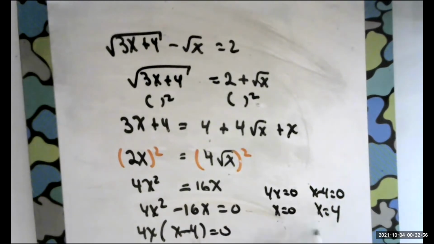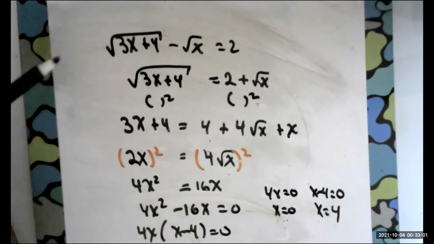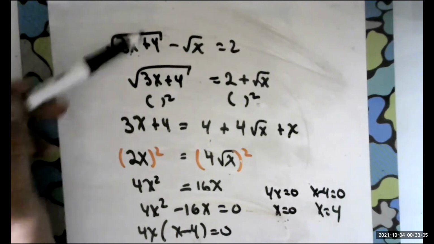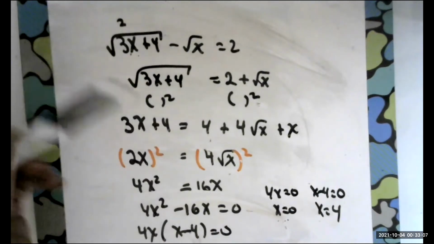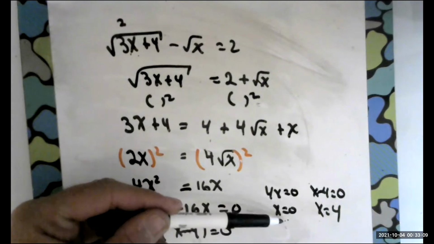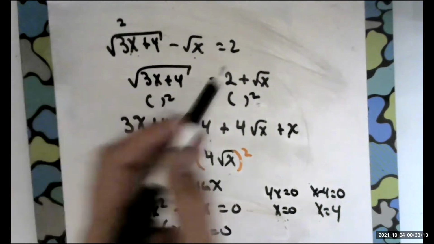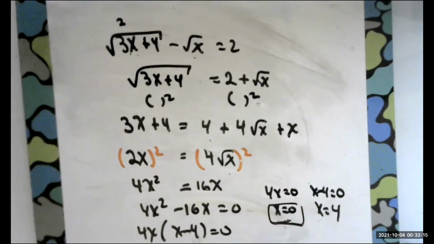We have 2 potential solutions. Let's see what we have. Let's go ahead and try x equals 0. 3 times 0 is 0 plus 4, 4. The square root of 4 will be 2. When x equals 0, the square root of 0 is 0. 2 minus 0 equals 2. So x equals 0 checks.